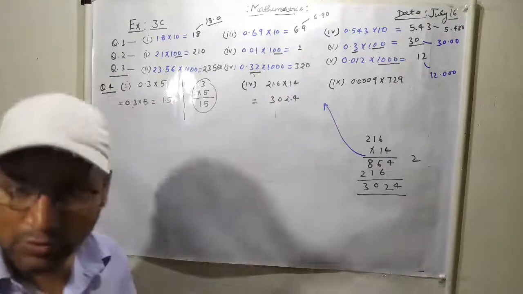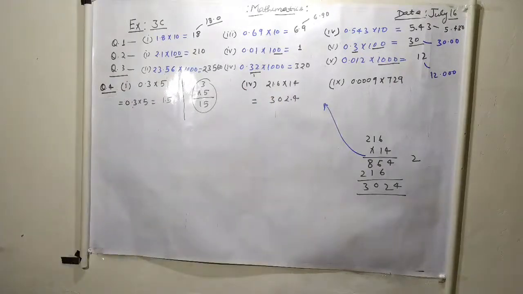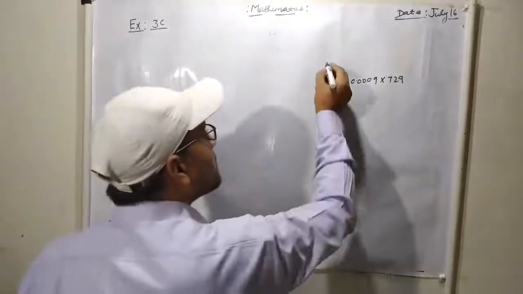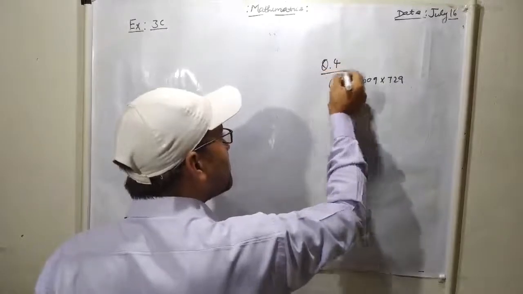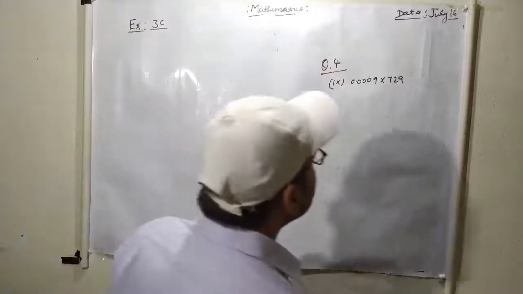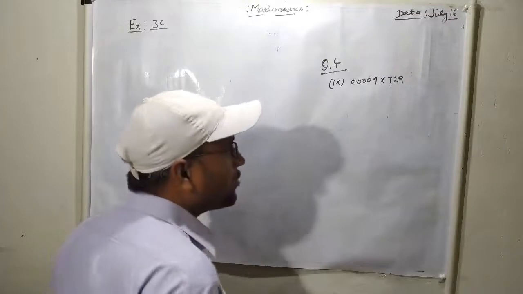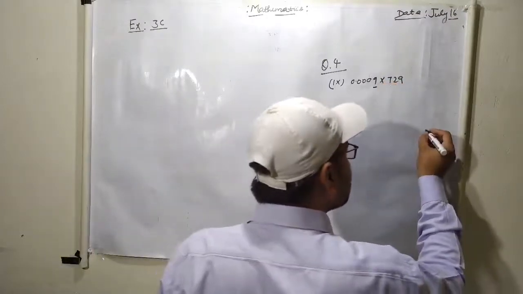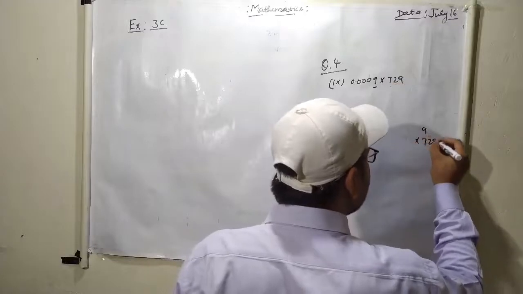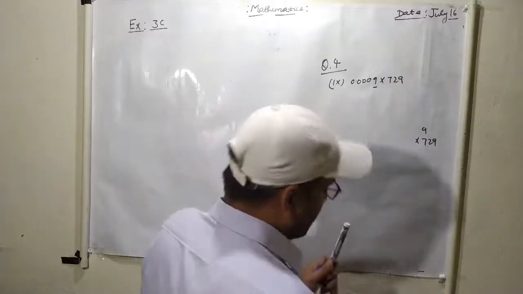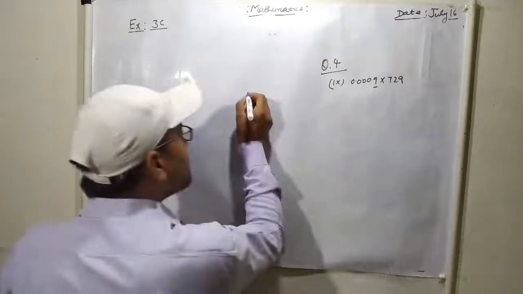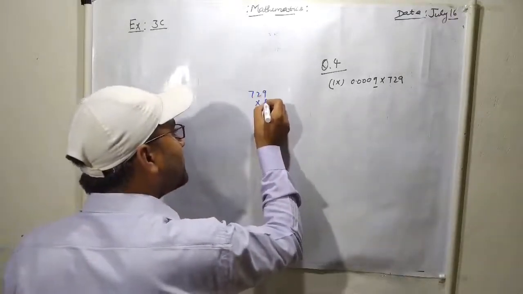Now the third question, students. Question number 9 from question 4: 0.009 is multiplied by 729. Very easy. Here there is only 1 number, so 9 is multiplied by 729. Don't write it like that. You can write 729 and multiply with 9.